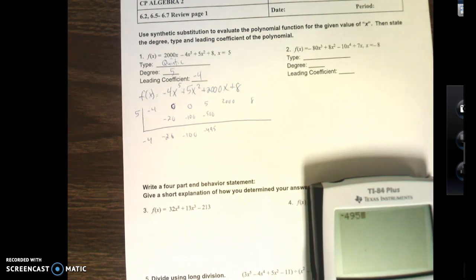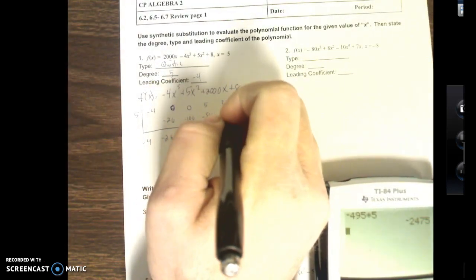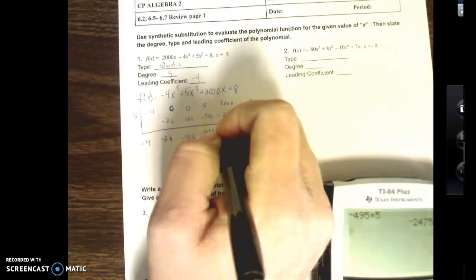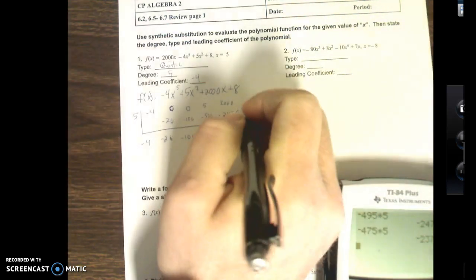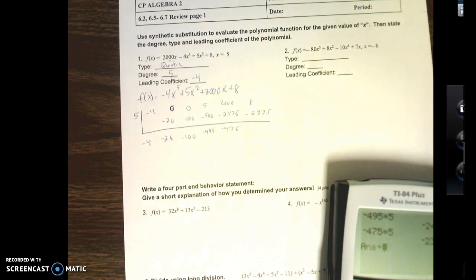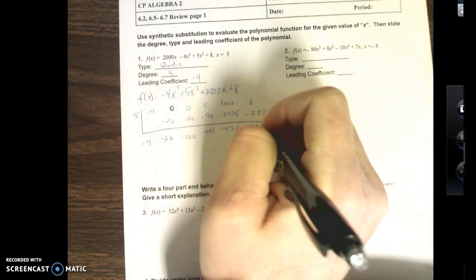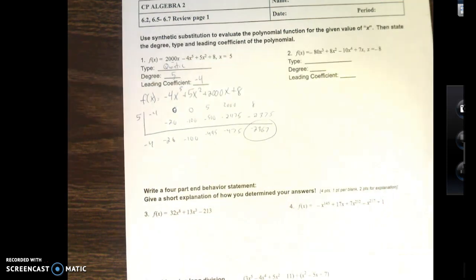Negative 495 times 5 is negative 2,475. Then negative 2,375 plus 8 is negative 2,367. And there's my answer.